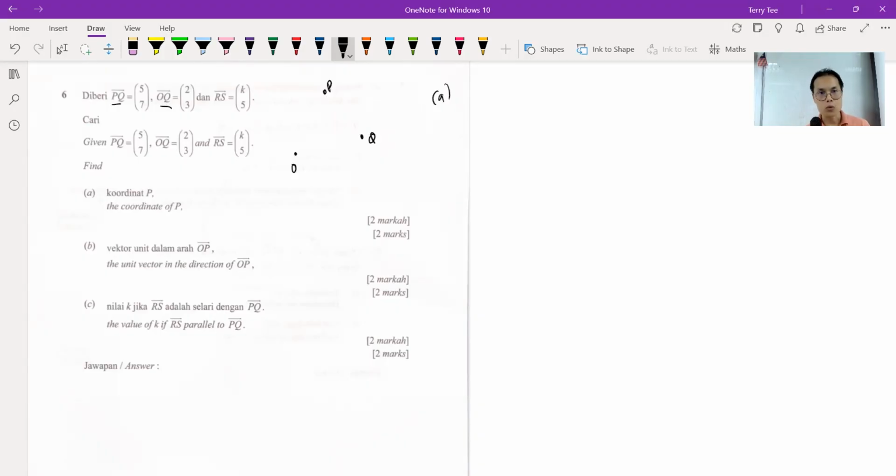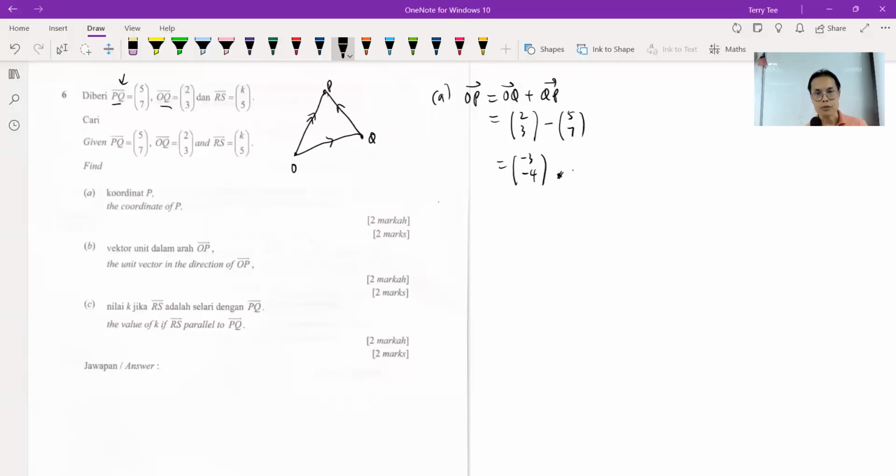If I want to go from O to P, the coordinate is measured from point O. So I can go from O to Q, Q to P. Your resultant vector, or vector paduan, is OP. So we can say OP is OQ plus QP, and QP is actually negative of PQ. So we write OQ as (2,3), QP is negative of (5,7), put them together, (-3,-4). All right, so that is part A.